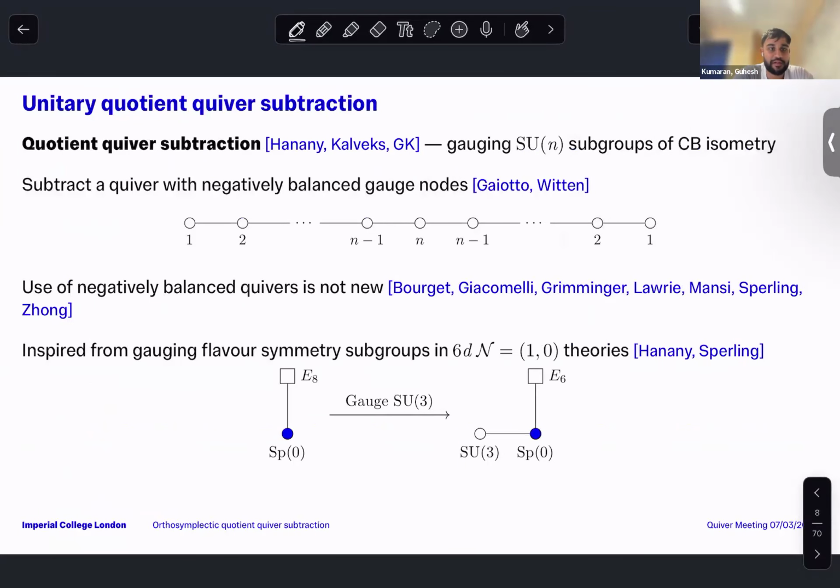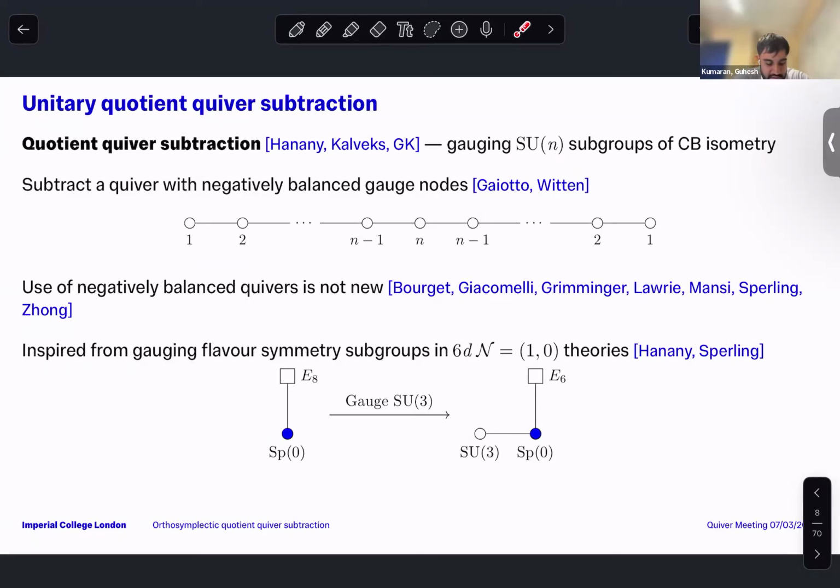A bit more pertinent to the discussion today is unitary quotient quiver subtraction. And this also gauges SU(N) subgroups of the Coulomb branch isometry. And the way you do it is by subtracting some quiver with negatively balanced gauge nodes. And I'd like to point out that using negatively balanced quivers is not actually a new thing, and we shouldn't be afraid of such a thing.